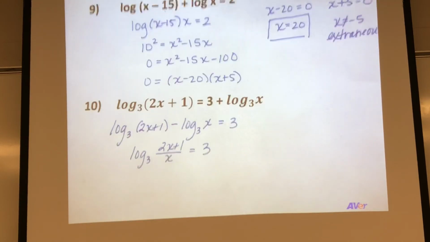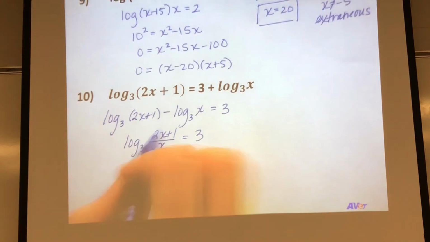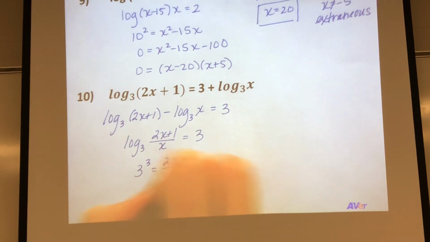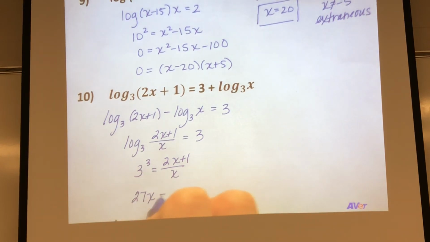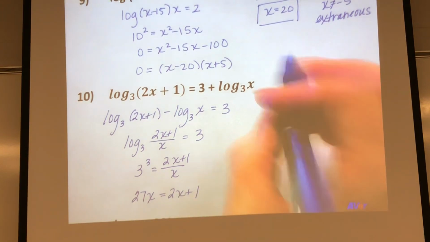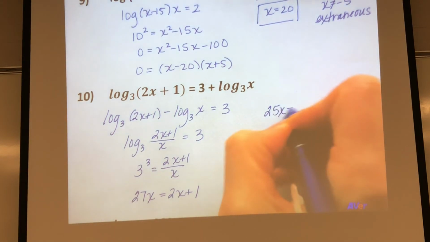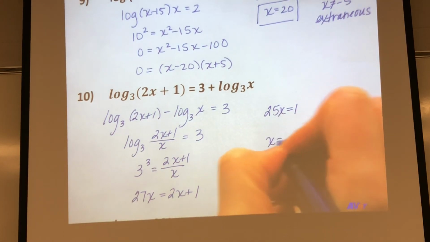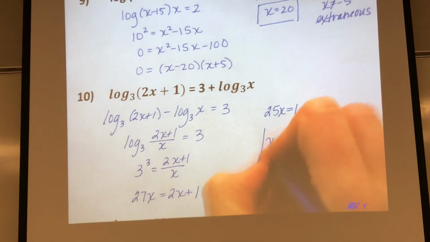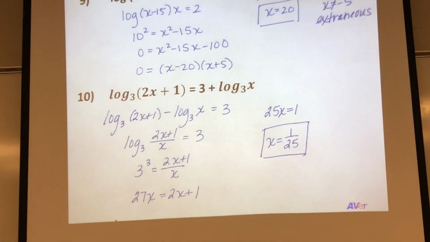Then we're going to switch to exponential form. So 3 to the third equals (2x + 1) over x. Always multiply by the denominator. So we have 27x, 3 cubed is 27, equals 2x + 1. And then solve for x. So subtract 2x to get 25x, which is equal to 1. Divide by 25. So we get 1 over 25. All right, so you can see we use the properties from part 1 of 4.4 to do the solving in part 2 of 4.4.